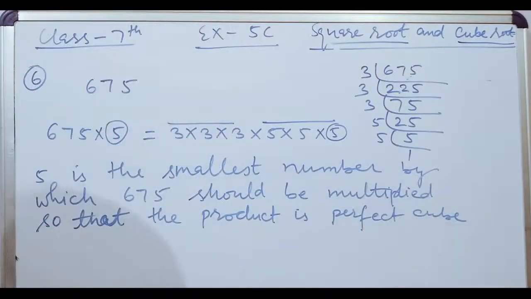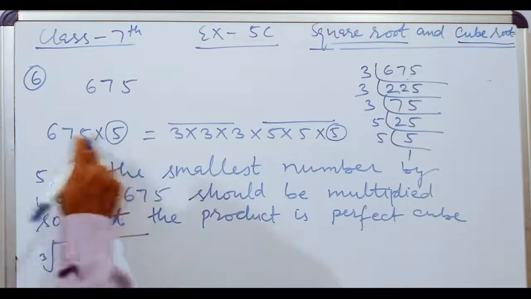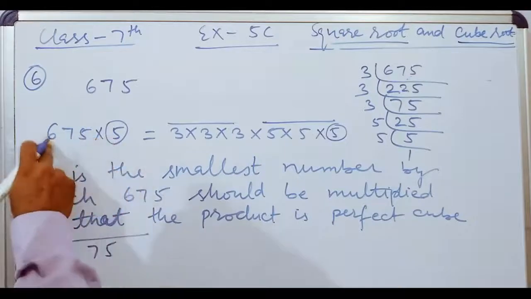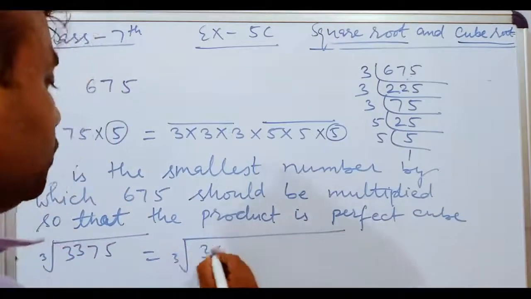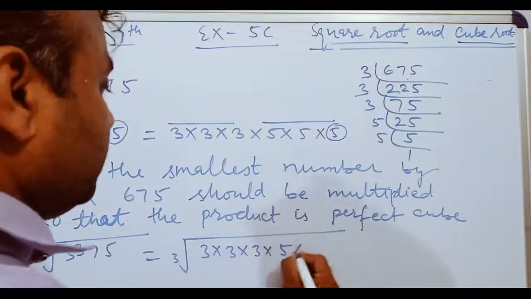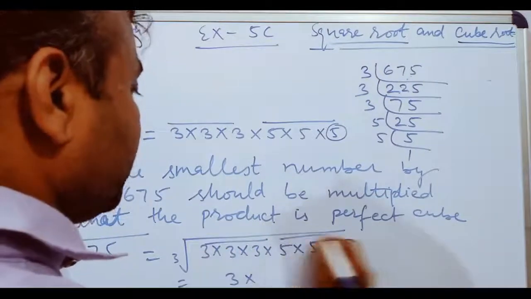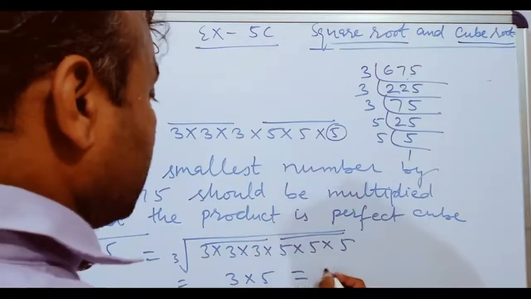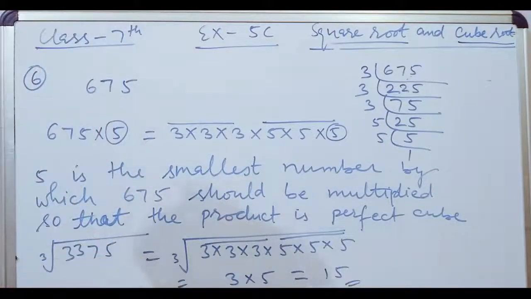Now find the cube root of the perfect cube number so obtained. Perfect cube number: 5 5s are 25, 5 7s are 35, 5 6s are 30, 3375. Now the cube root of this: 3 into 3 into 3, 5 into 5 into 5. From the triplet of 3 we will take out 3, from the triplet of 5 we will take out 5. 3 5s are 15. Now the cube root of the perfect cube number is 15. Okay.